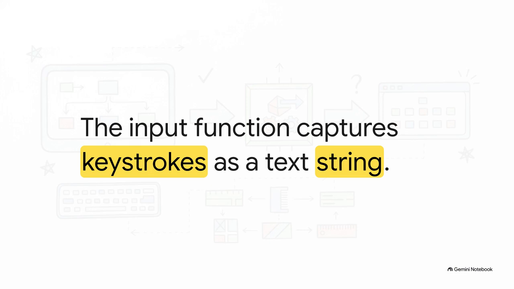We say user_input equals input, and then inside the parentheses we pass it our prompt. Enter a number to square. When we use the input function with a prompt like that, it actually pauses the program. The screen displays the message and just waits for the user to type something. And whatever keys they press, boom, captured strictly as a text string and safely stored in our user_input variable.